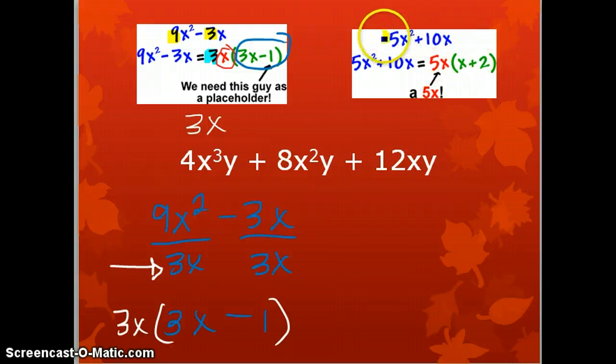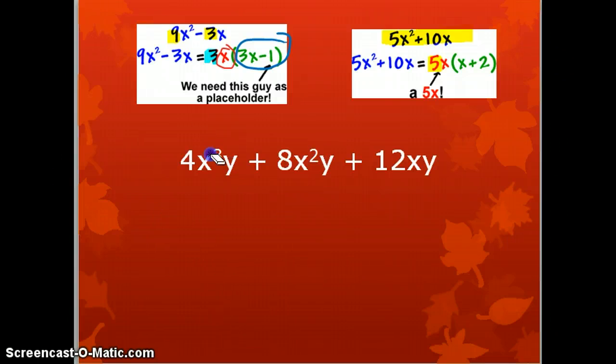On this right example, I start out with 5x squared plus 10x. When I look at that, 5 and 10, what they have in common is a 5. They also have, if they have an x squared and an x, they both have an x in common. So again, doing that same thing.